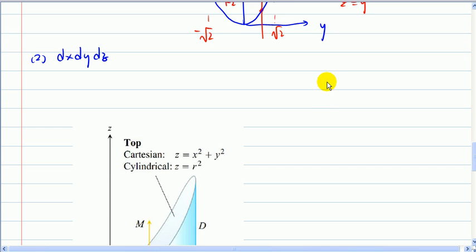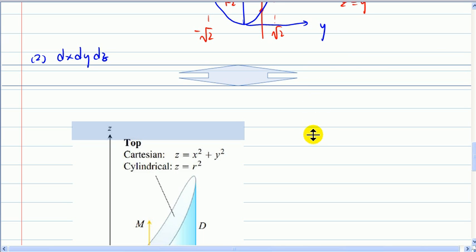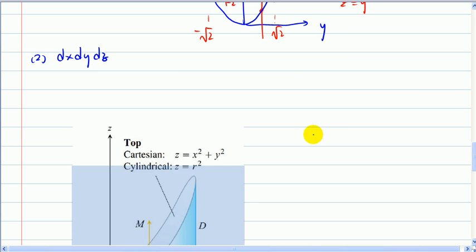Okay, let's talk about example number 4. For this example, you are required to calculate the triple integral. What you're required to do is to find the volume of region D. So what's the region D here?